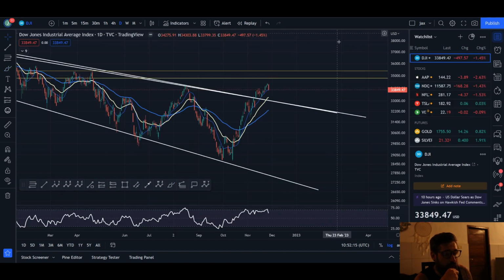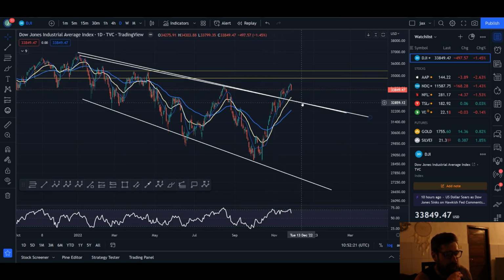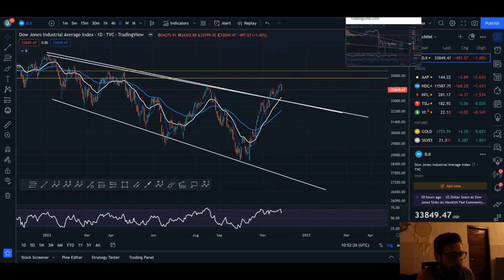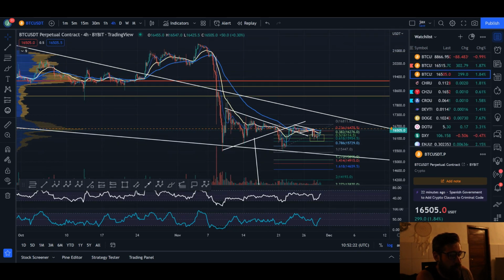Now looking at the Dow Jones, it's finally starting to roll over here, which we've been expecting. So we'll see if we see continuation down for the Dow Jones. And of course, sorry guys, I'm really fumbling today, the price of Bitcoin will follow.